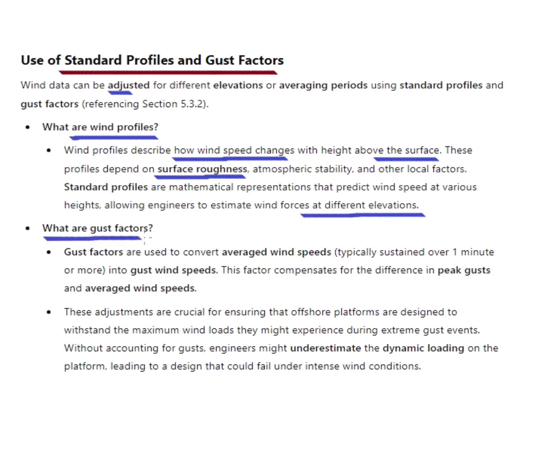So the next question is, what are the gust factors? Gust factors are used to convert averaged wind speeds, for example, typically sustained over 1 minute or more, into gust wind speed. Anything more than 1 minute is average wind speed, and we can convert it into gust wind speed. For that only, gust factors are used. These factors usually compensate for the difference between peak gust and average wind speeds.